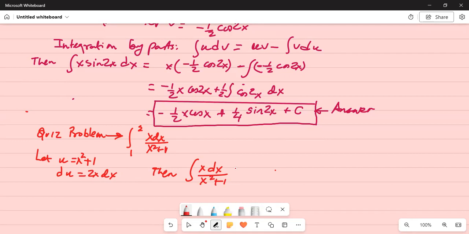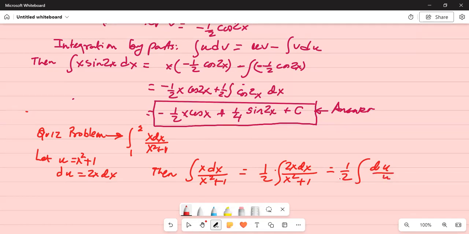We have half integration 2x dx by x squared plus 1. Now we know this 2x dx is nothing but du. We will go back to the limits in a minute, and x squared plus 1 is equal to u.